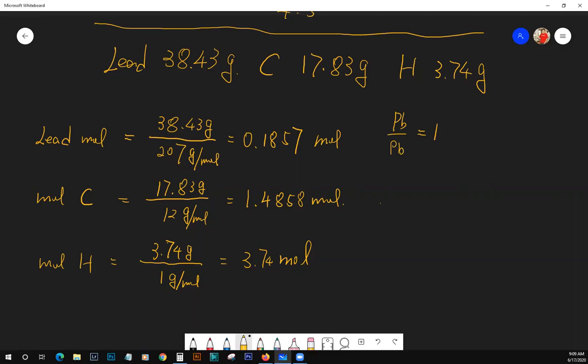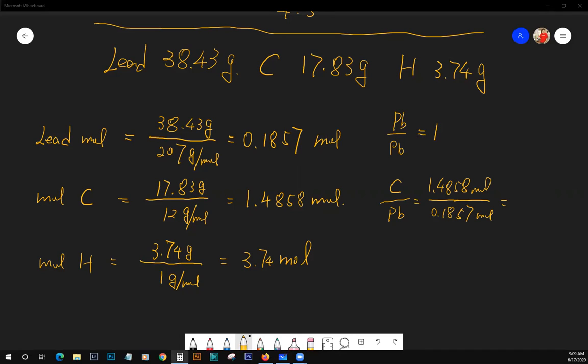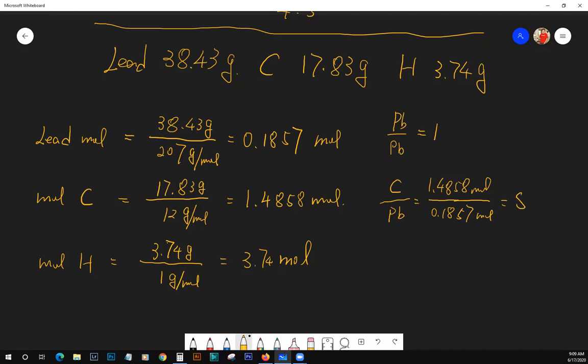Okay, then here carbon divided by Pb, 1.4858 mole divided by 0.1857 mole, and that one is 1.4858 divided by 0.1857. The number they give us is 8.